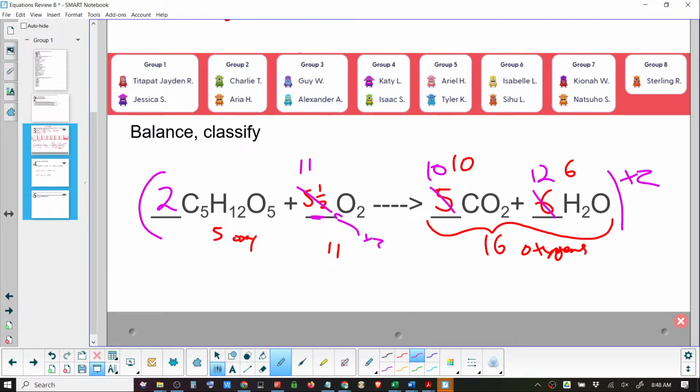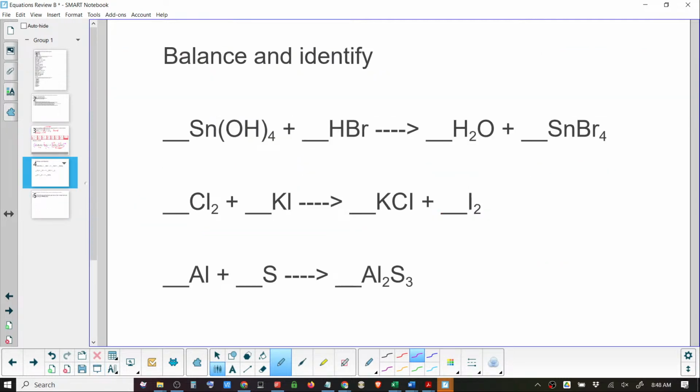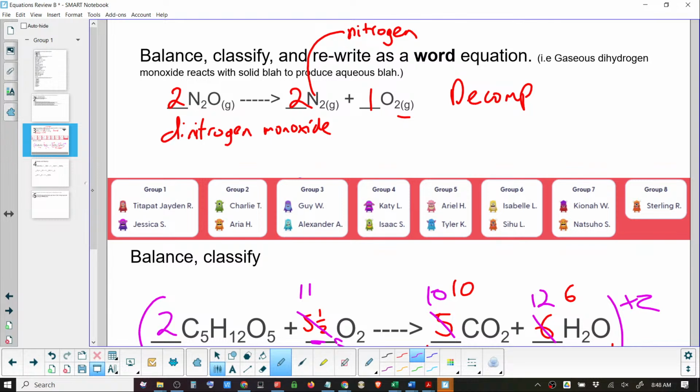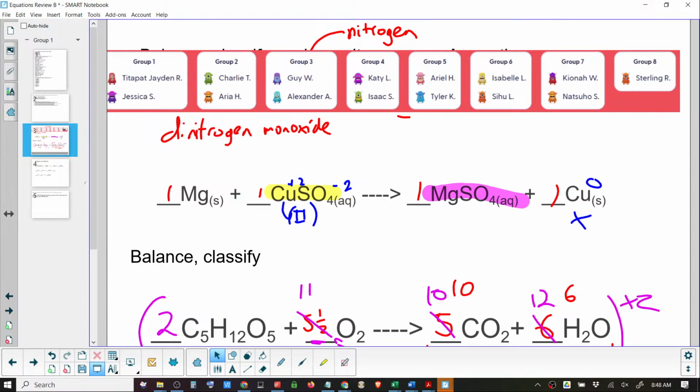There is balancing in grade 12 with redox. It's a little bit more difficult, but not too much. And just to confirm, this was a decomposition: an element going into a compound, giving a compound and an element. Everybody said it was a replacement.